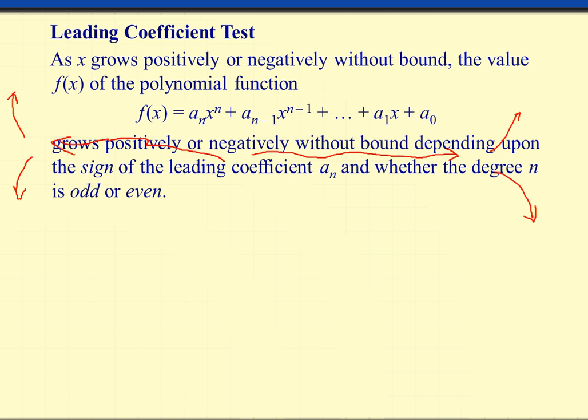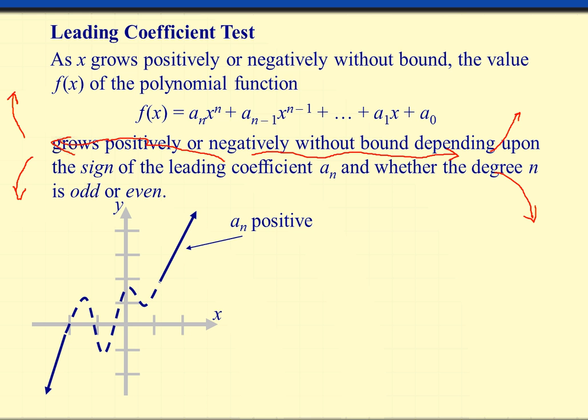All of this depends on the degree of the polynomial, whether the degree is odd or even, and whether the leading coefficient of the polynomial is positive or negative. That's what it all depends on. So if we look at this first graph, here's what we know. This a sub n represents, remember, the leading coefficient. And what we've got here is a graph where the leading coefficient is positive.